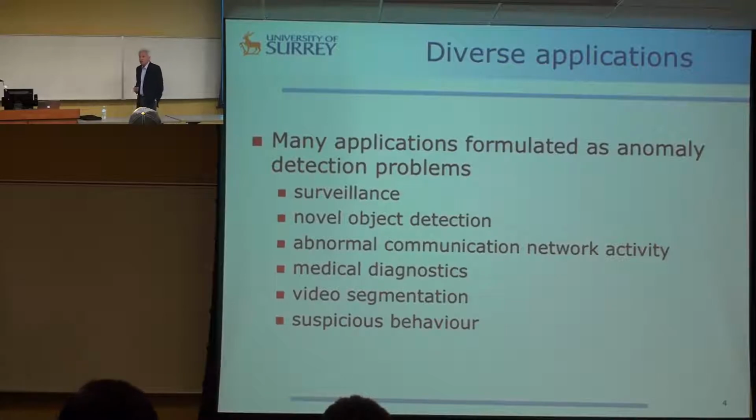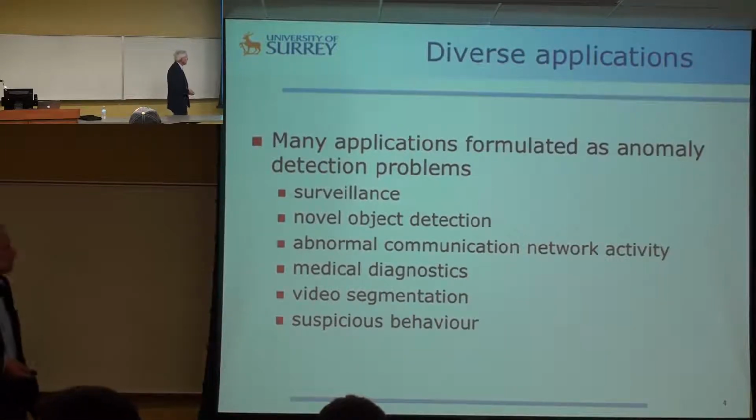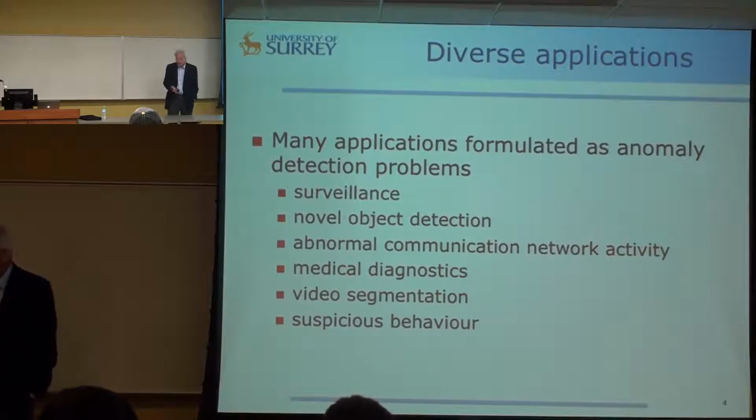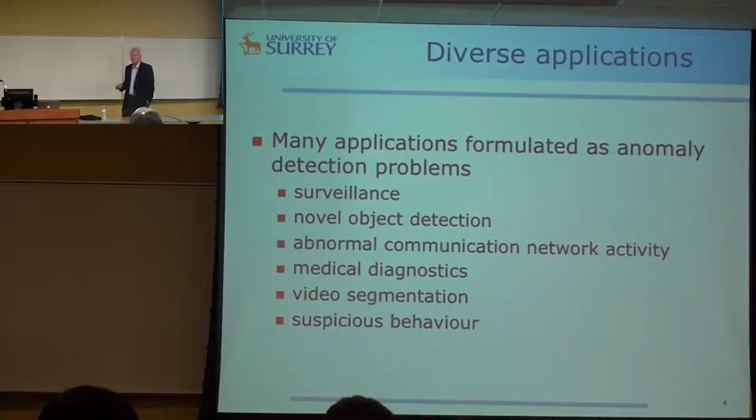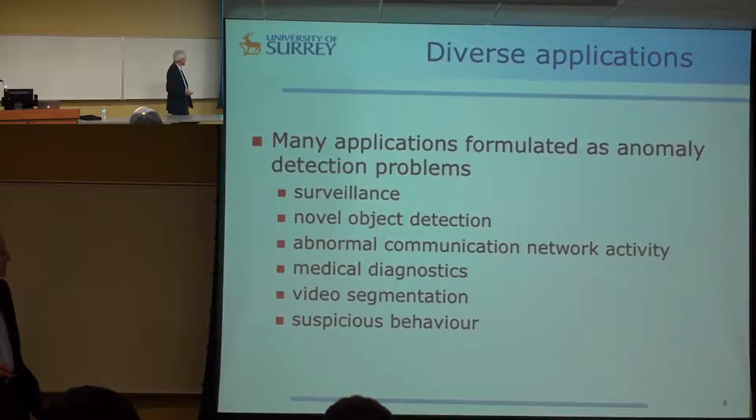Novel object detection. Very often, especially in pattern recognition and machine learning, we are interested in identifying situations when we are suddenly observing a novel object, and that can be considered as anomaly with respect to the existing models that you have. You may also be interested in detecting anomaly in communication networks, as there has certainly been a lot of cybercrime lately and a lot of interest in that area.